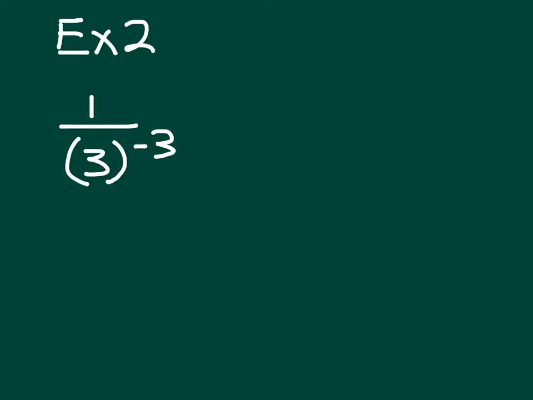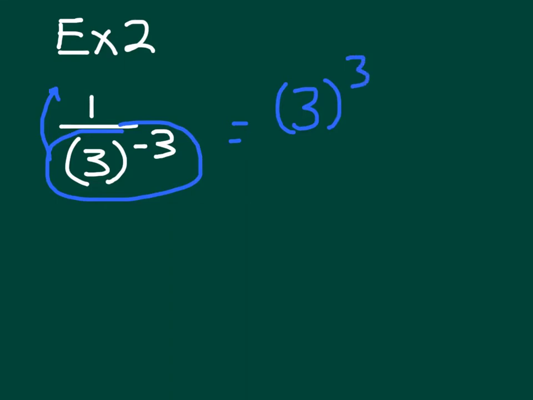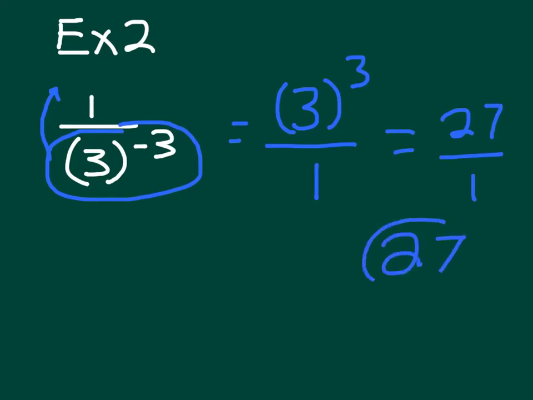Now let's use the same method as we did in example 1 on example 2. This time the negative exponent is down below. Since this whole thing is down below, we're going to move this whole thing up, so it becomes 3 in parentheses cubed. What's left down below? 1. Now I can simplify this. 3 cubed, 3 times 3 times 3, is 27 over 1, or in other words, just 27.